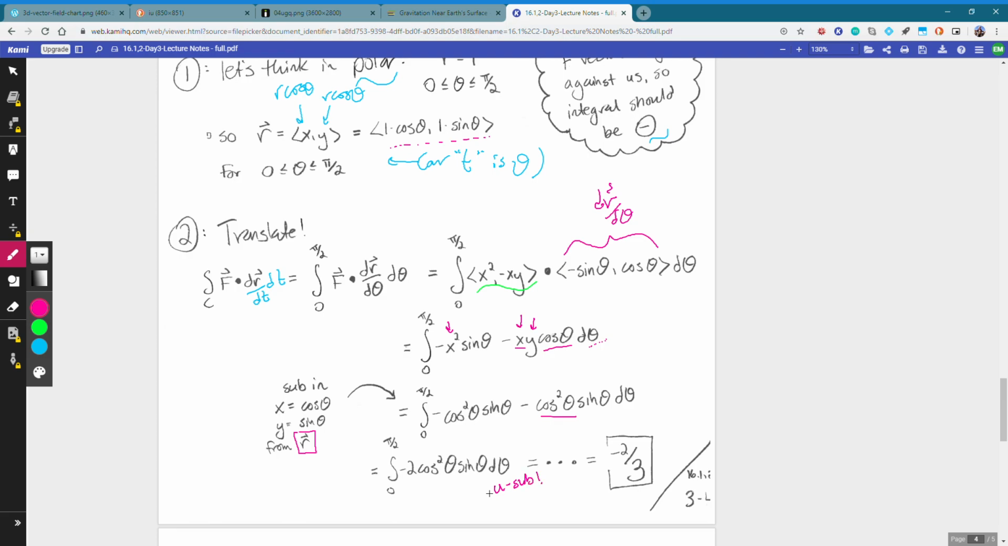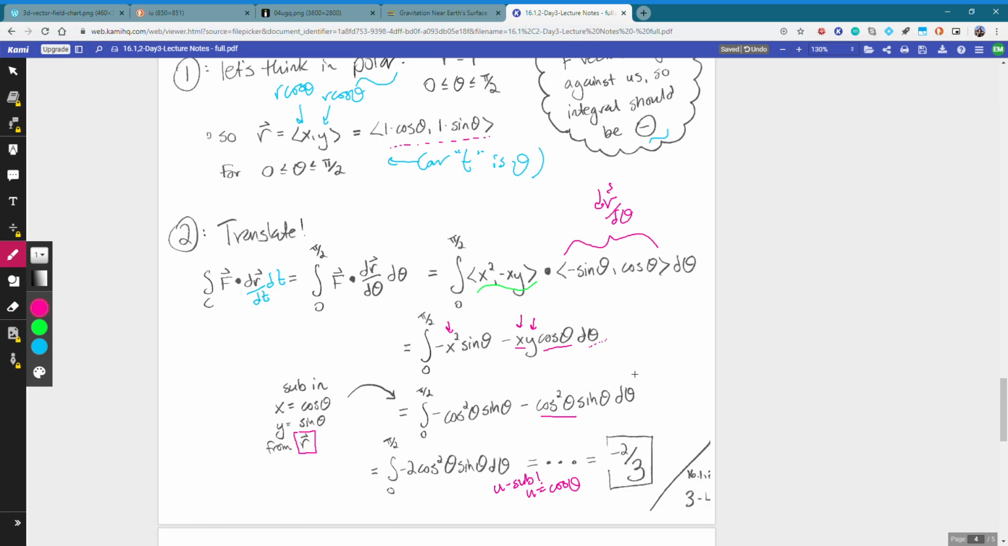U sub, right? Absolutely, right? We have the nice cosine as our inside function, and its derivative more or less floating around outside. So u-substitution with u equals cosine should be very helpful, and I'll let you work through the details. This is what we end up with, negative 2/3.